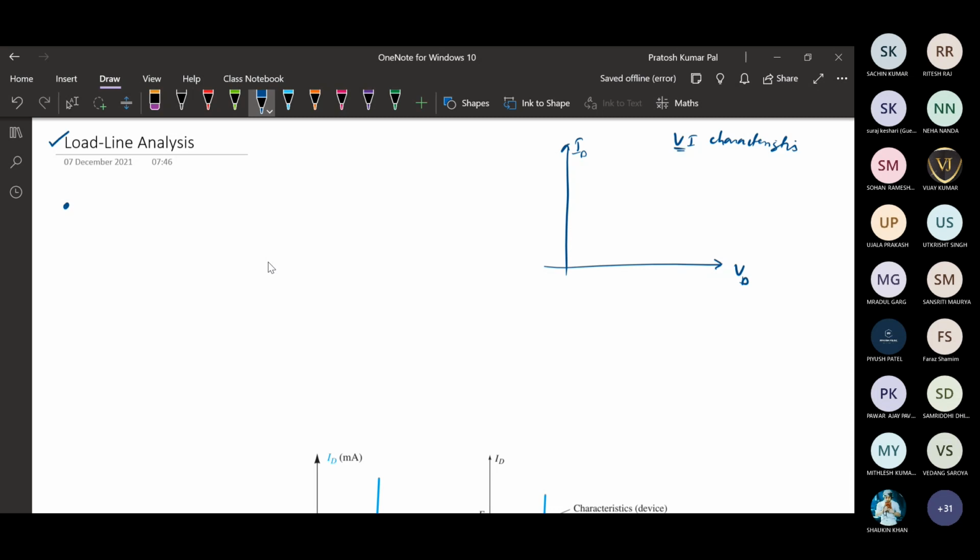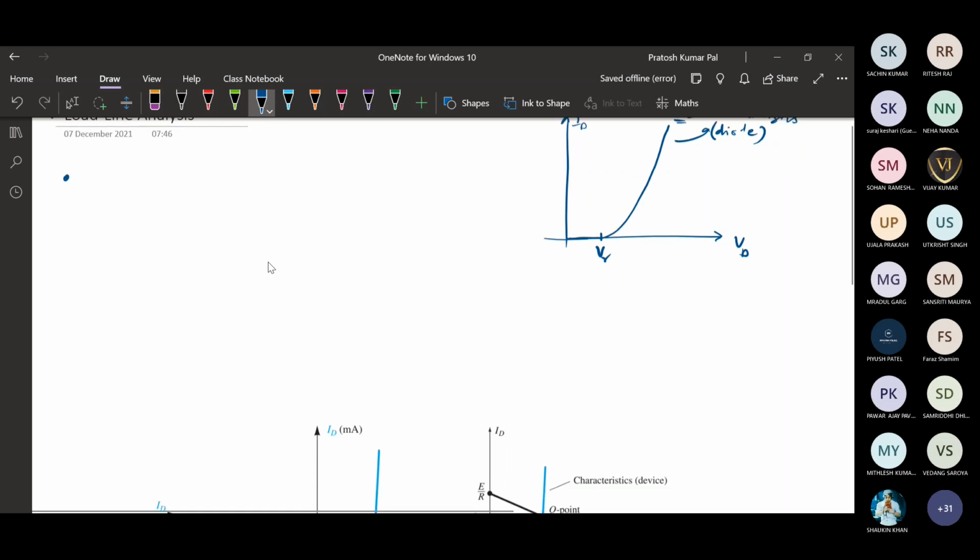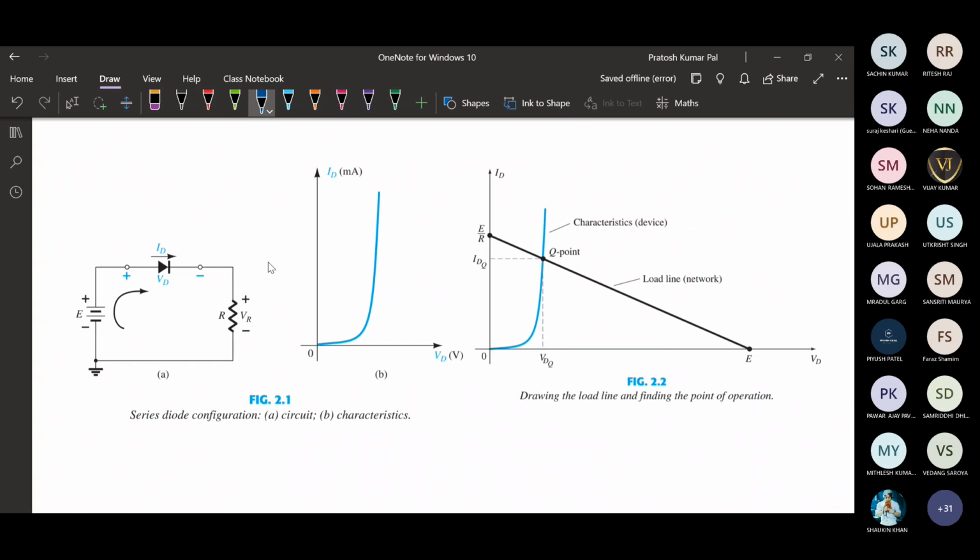We draw it. Initially the diode has zero current, but after the knee voltage it will have some current and the current starts flowing. So this is the VI characteristic of a diode in the forward case. But if a diode is used in a network, in a circuit, the situation changes.